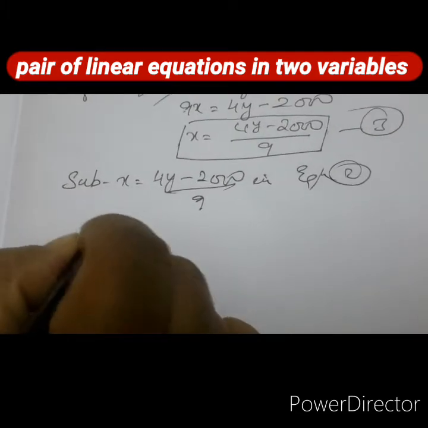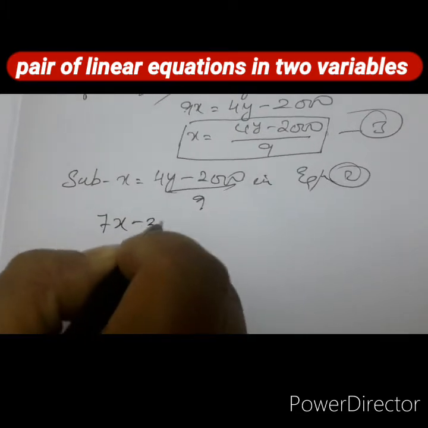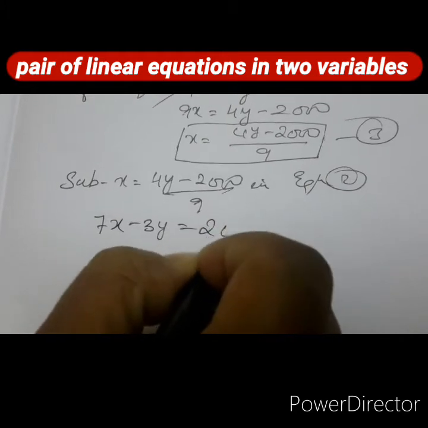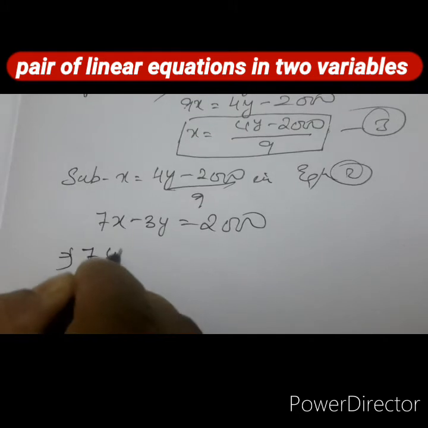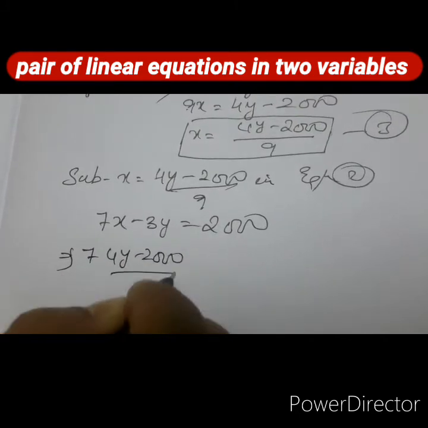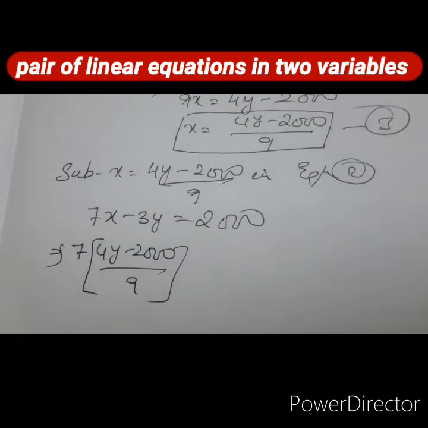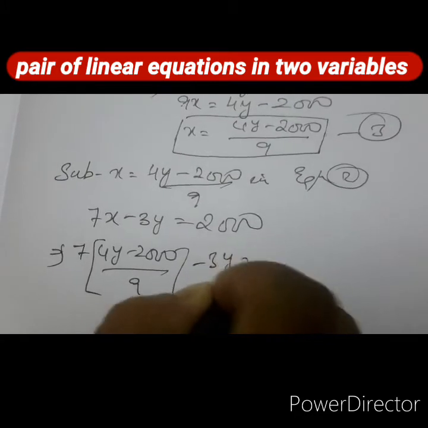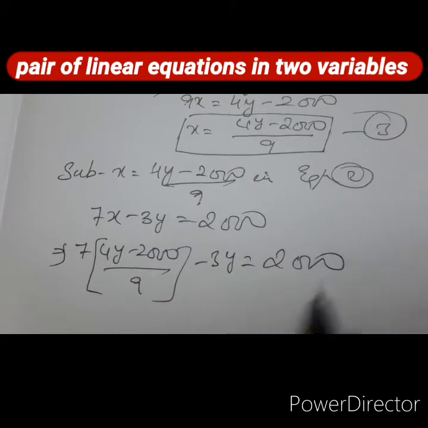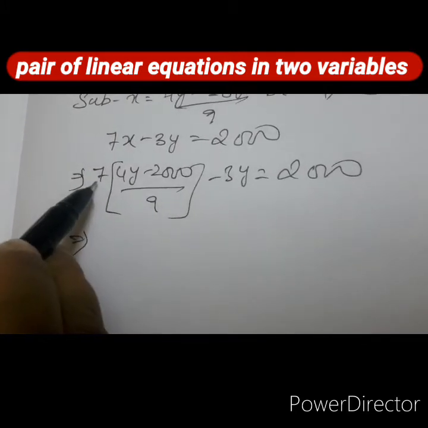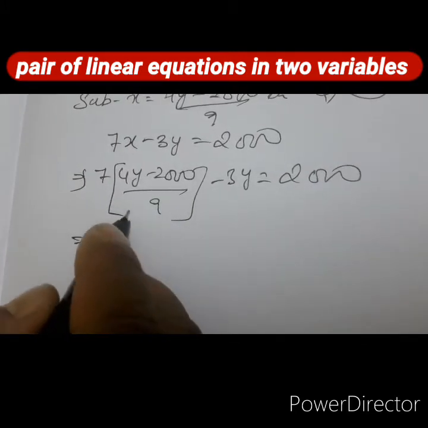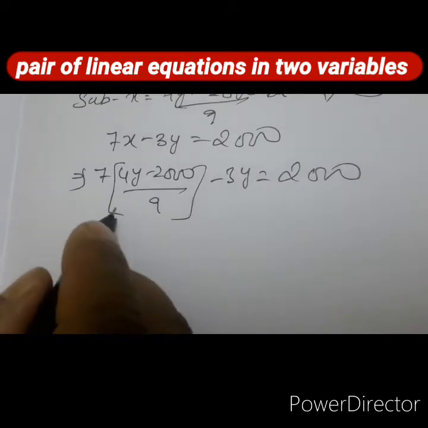See what the second equation is: 7x minus 3y equals 2000. Now where is x? Substitute 4y minus 2000 by 9, which means the complete equation will be in y form, equals 2000. Very easy, very simple. Once you practice you will get this. Now 7 is multiplied throughout this.